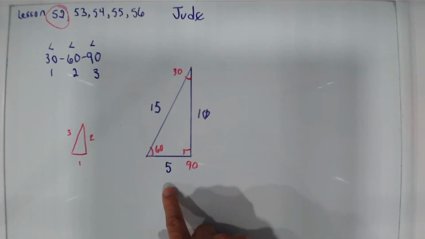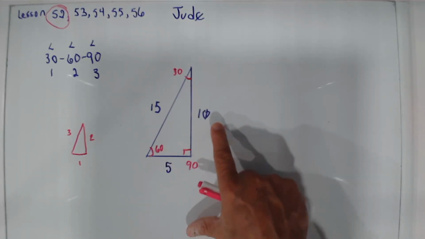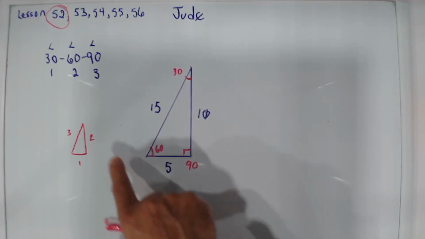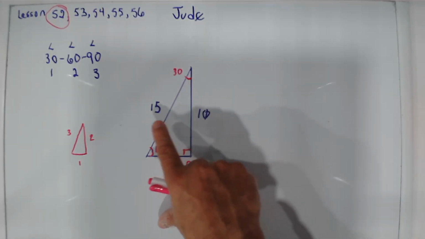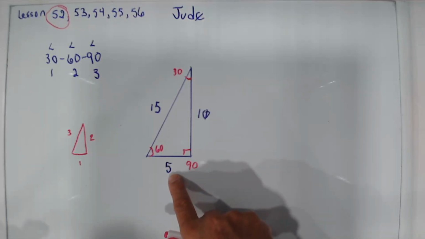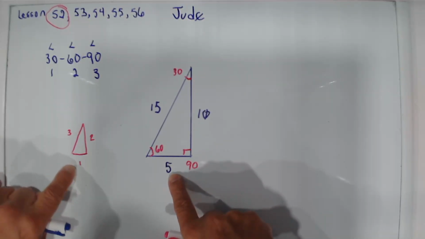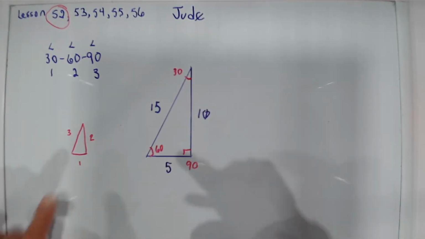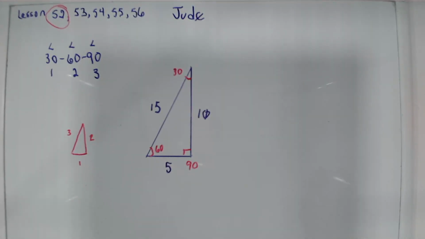So let's see if that holds. 5, 10, 15. So this side's got to be twice as big as 5, and it is. 15 has to be 3 times as big as the short side. So is 15 3 times as big as 5? Yes, it is. And in reality, that's all there is to it. Now we could mix it up a little bit.